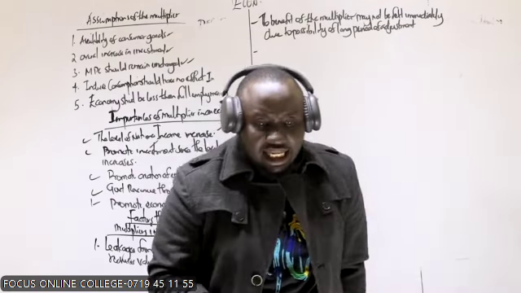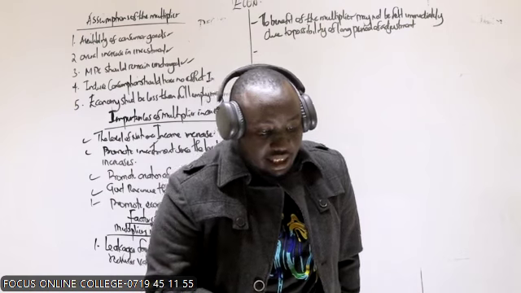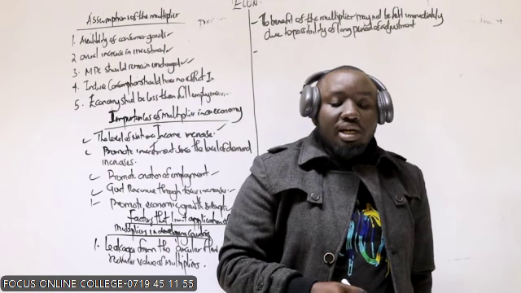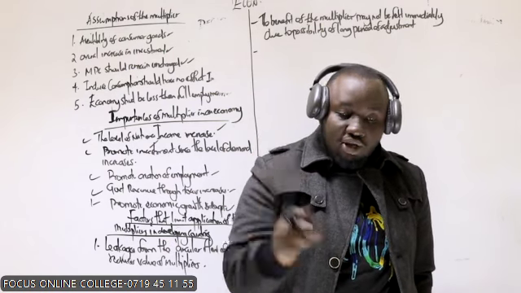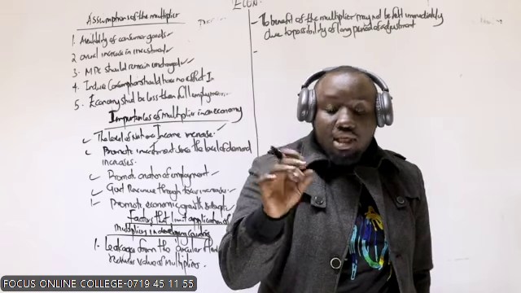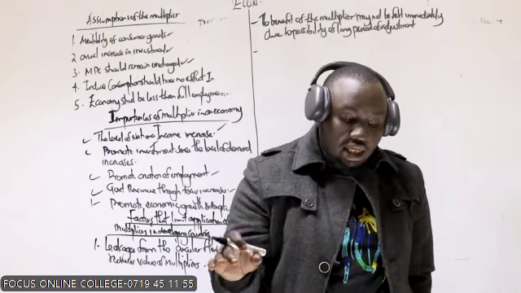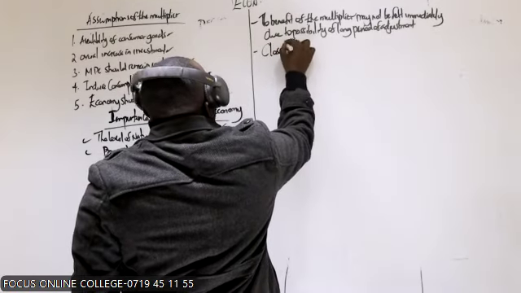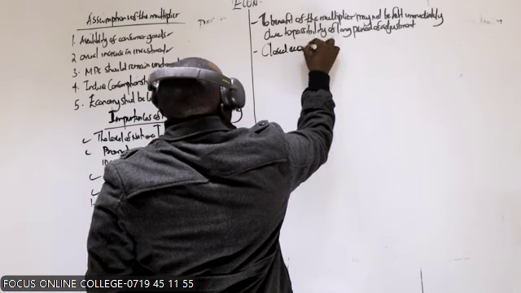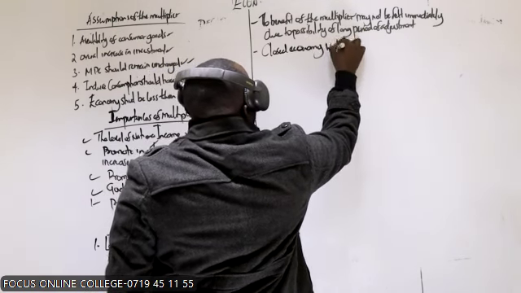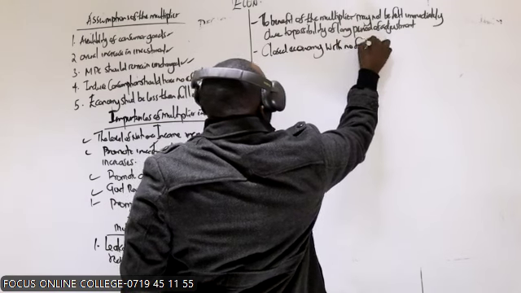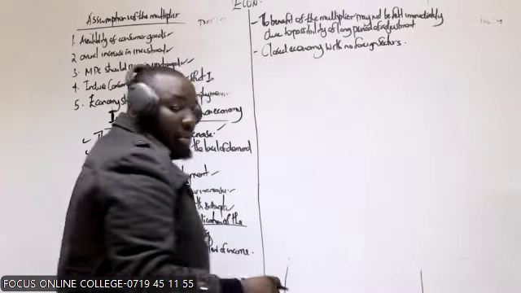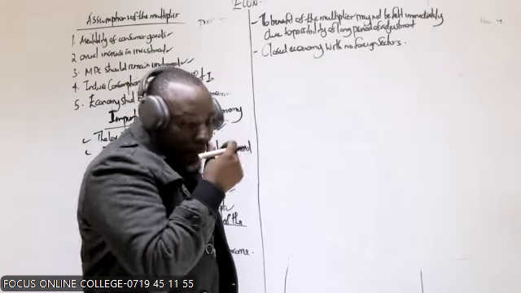But we also say that the third limitation is that it assumes a closed economy with no foreign transactions. You remember the two-sector economy, there is no foreign sector. It assumes a closed economy with no foreign sector, just households and firms.